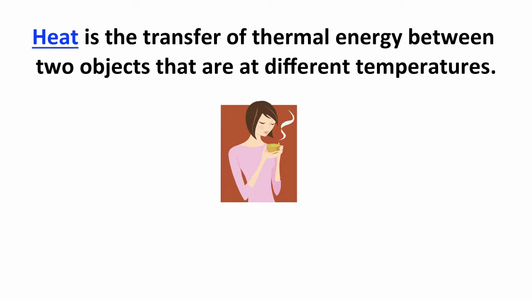Now, chemists often are going to be following heat, and heat is the transfer of what's called thermal energy between two objects that are at different temperatures. For example, you have a hot, high-temperature cup of coffee, and heat is some thermal energy that is transferred from the hotter cup of coffee into your body if you drink it.